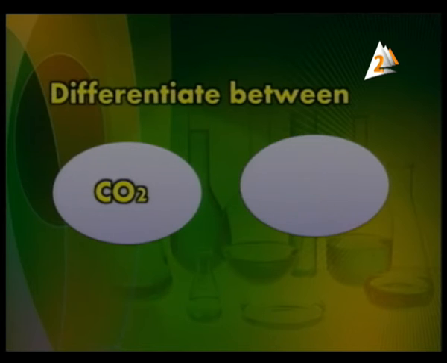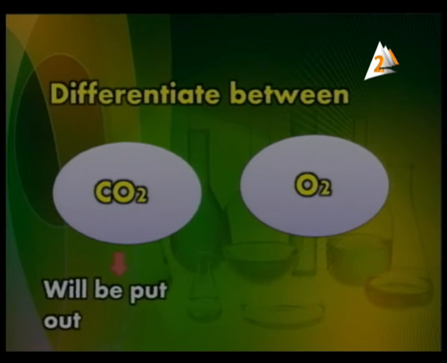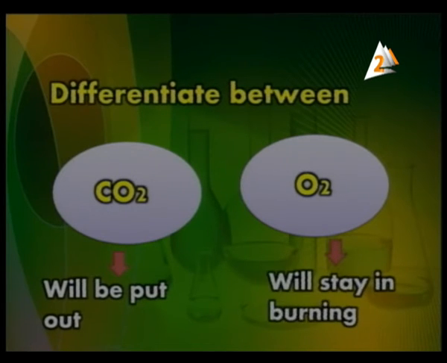When you add a glowing splint, for carbon dioxide the splint will be put out. Why is it put out? Because carbon dioxide does not burn and does not support burning. But with oxygen the splint stays burning. Why? Because oxygen is not burned itself, but helps in burning. This is one method. Also, we can add litmus paper. The color will change to red for carbon dioxide, with no effect for oxygen. Wonderful, my dear, to know the difference between carbon dioxide and oxygen.